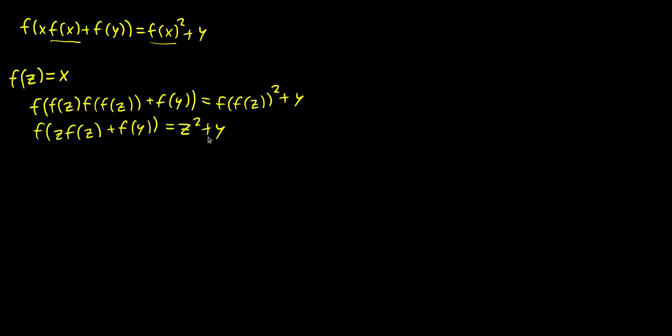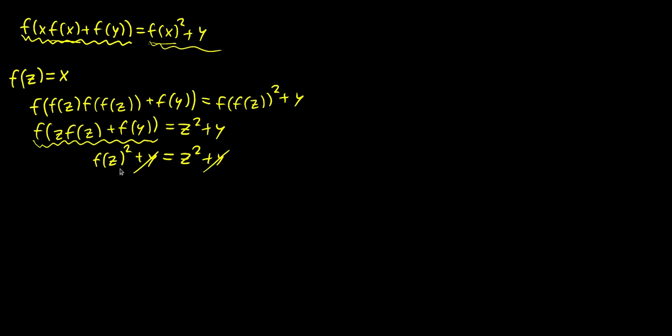But you may notice something very interesting here, is that this side of the equation is the same as what we started with, except we just renamed x to z. So that means we can replace it with this side of the equation. Specifically, we can replace it with f of z squared plus y equals z squared plus y. And now our y's cancel out, and we get f of z squared equals z squared. Taking the square root of both sides, we get f of z equals plus or minus z.